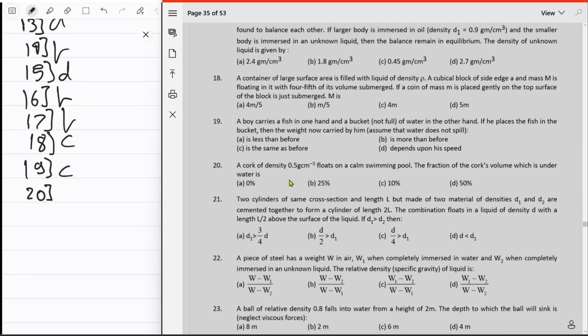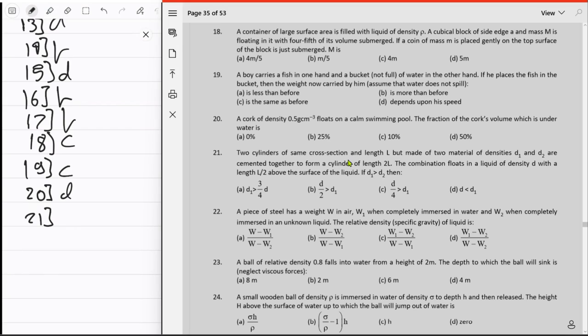20: a cork of some density floats on a calm swimming pool. The fraction of the cork's volume which is under the water is 0.5, so just half of it, of course, 50%. Leave the answer. Next: two cylinders of same cross section and length L.